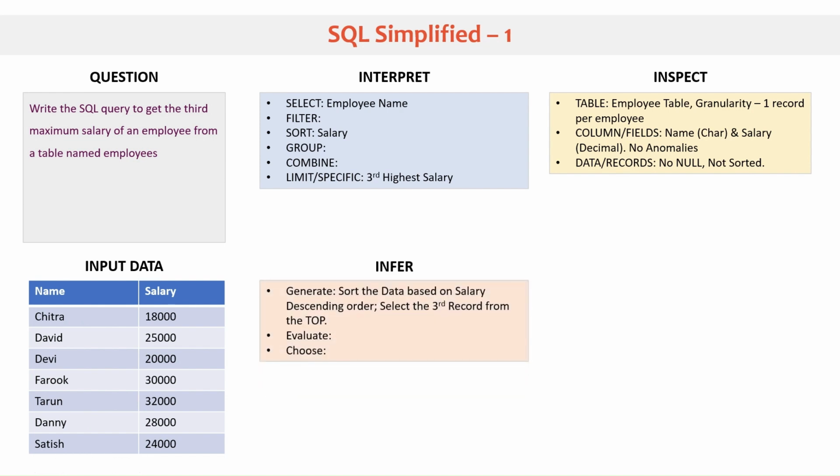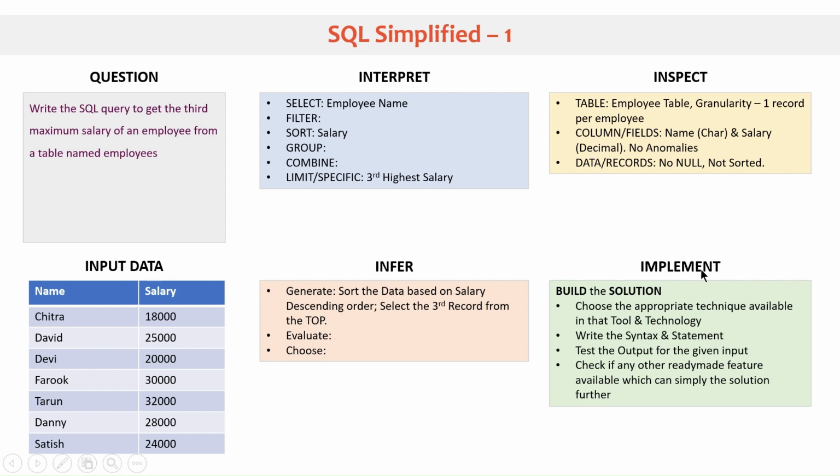And then we are going to infer. How can we generate the answer? My thinking in plain English is to sort the data first, based on the salary in descending order, then pick up the third record. Once you have sorted, pick up the third record. That is what they are asking, and that would be the solution, right? So my inference is that I will be able to get the output if I sort the data in descending order from highest salary to lowest salary, and pick up the third record.